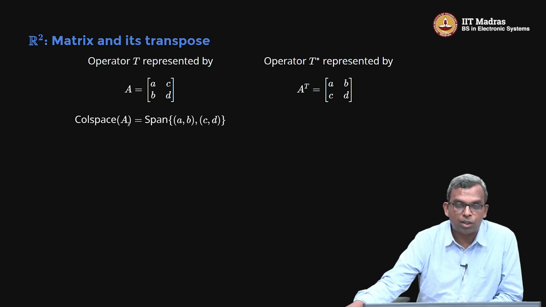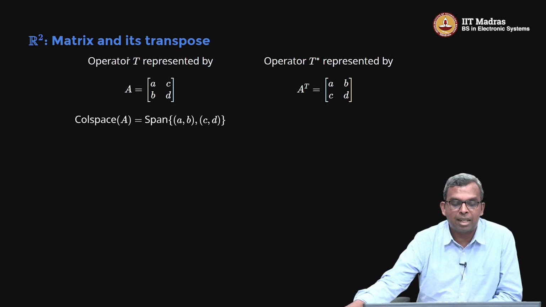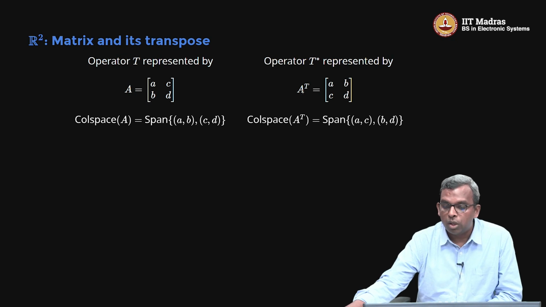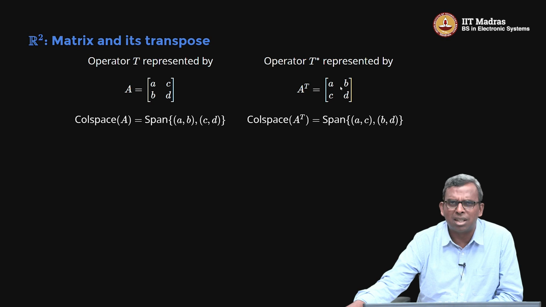Let's look at the column space of A. The column space of A is the same as the range of T. It's nothing but the span of AB and CD. Of course, you can do elimination, find a basis, and so on. We know how to do that, but right now let's keep it as the span of AB, CD. Now, the column space of A transpose is similar: the span of AC and BD. Is there a connection between the span of AC, BD and the matrix A?